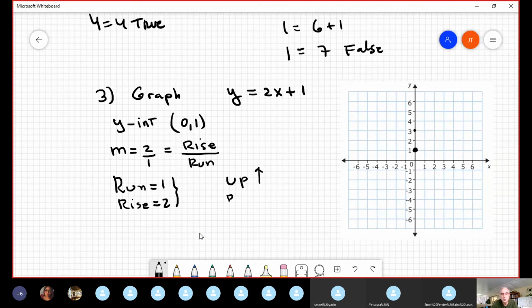And to the right. In what direction? How many units? To the right. 1. So this is the second point. And we're connecting both points by the line. End the story. Any question? That was number 3.